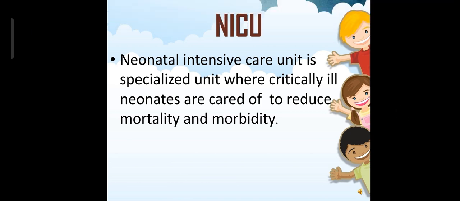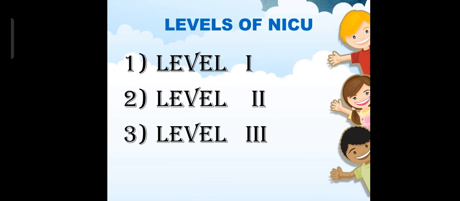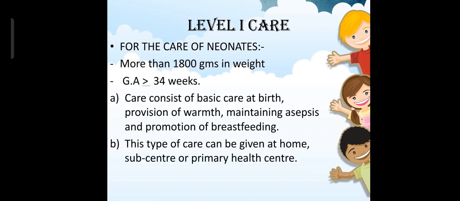Now we will see the next slide, that is the levels of NICU. There are three levels of NICU: level 1st, level 2nd and level 3rd. One by one we will see. The level 1st care is for neonates who have weight more than 1800 grams and the gestational age should be more than or equal to 34 weeks. And here in level 1st care, the care consists of basic care at birth, the provision of warmth.